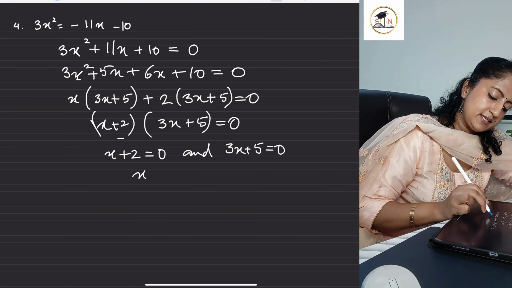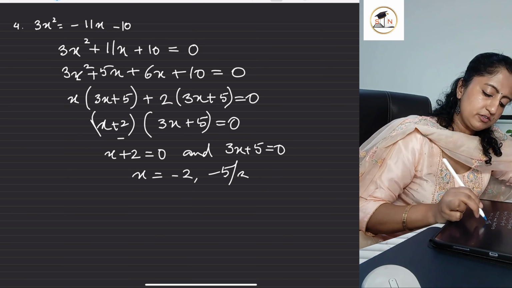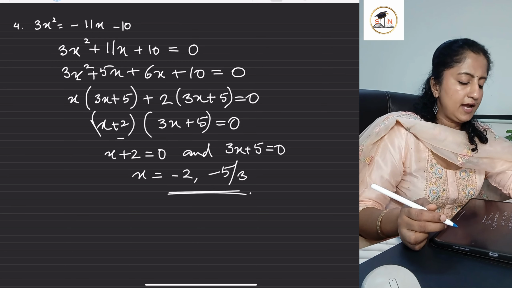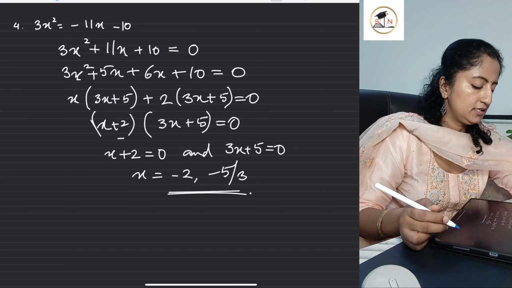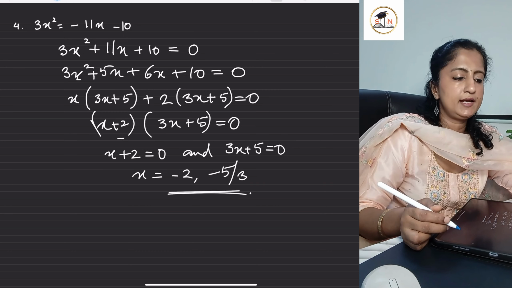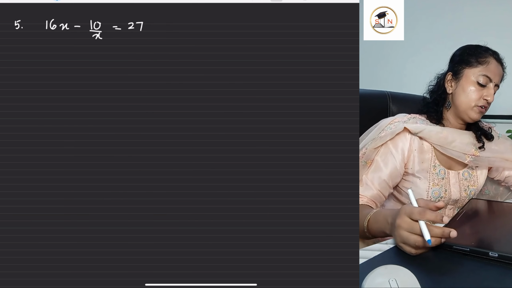We get the final answer as x equals -2 and -5 over 3. This question was different just because we didn't have it initially in the standard form. So first we just brought it into the standard form and solved it simply. Okay. Now moving on with the next.